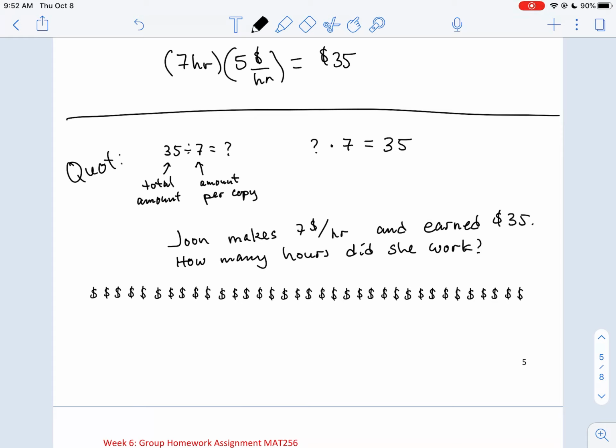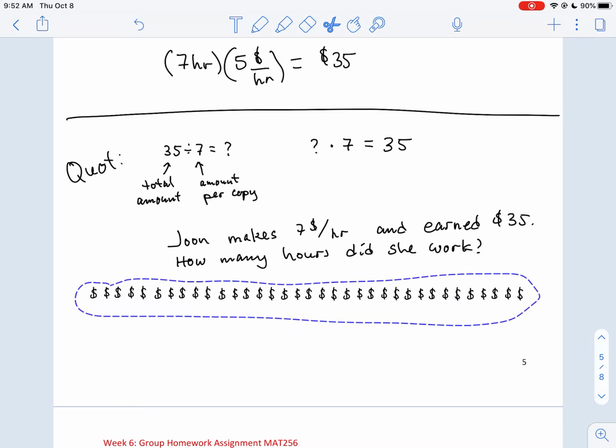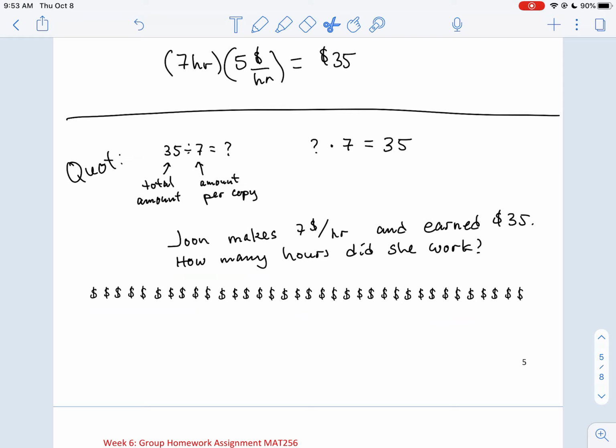Okay, so now we have a total of $35, and here they are. I made all the dollar signs earlier. And we are trying to ask ourselves how many copies of $7 per hour will make this 35. So you just got to group them in groups of 7. So 1, 2, 3, 4, 5, 6, 7. So there's 1 hour.